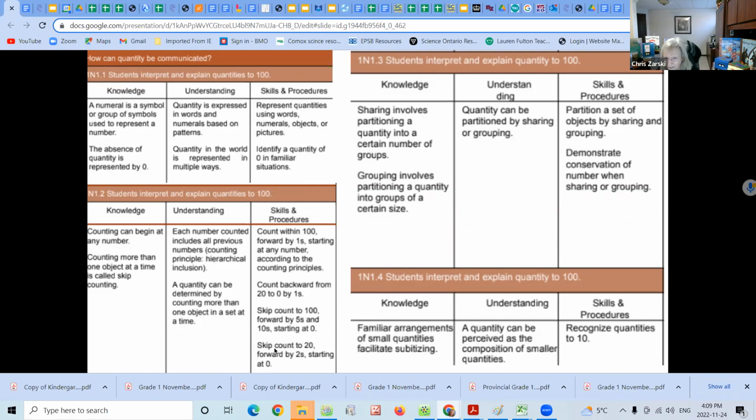Skip count is also a big part of it. There's where the money is going to be a huge component for us. Partition, demonstrate, recognize. These are all skills that the students need to be able to know about. No, they're not just for us, the teacher, to know about. They're for the students to know about as well.